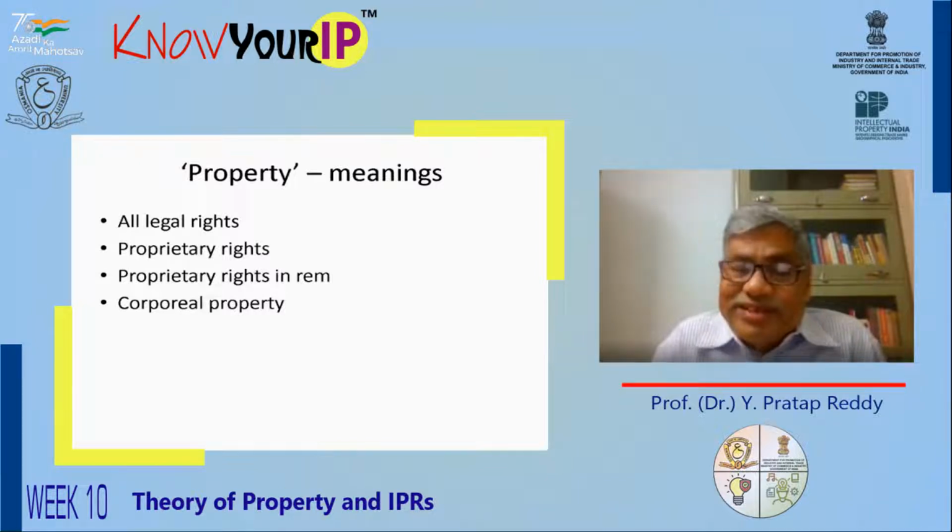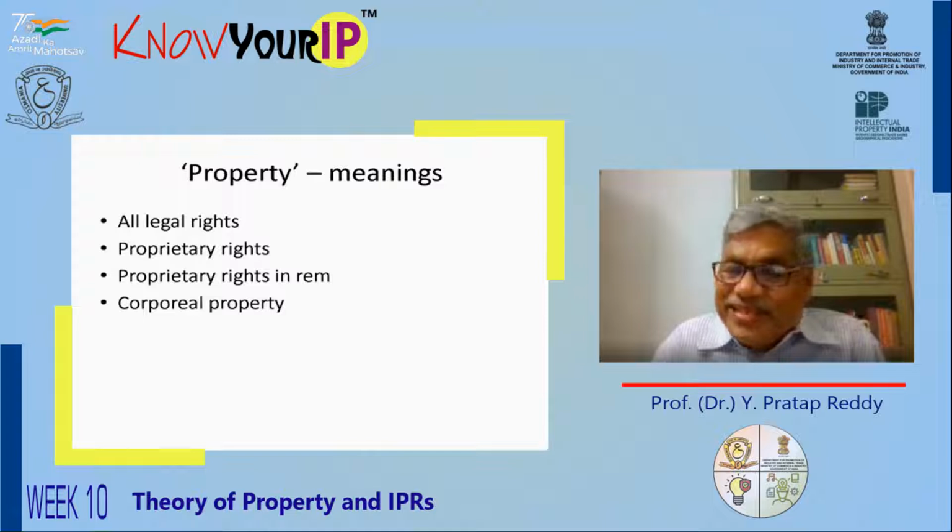Then proprietary rights. Not all those rights, it has been further narrowed down. In its wider sense, property includes all legal rights. But in its restricted sense, that is the narrow sense, it means proprietary rights, not personal rights. Personal rights are rights relating to body, rights relating to status, such as right to life, right to liberty, right to privacy, right to health, and so on. Proprietary rights are those rights which have some economic significance, pecuniary value, those rights which constitute wealth. They are called proprietary rights. That is the second meaning enumerated herein.